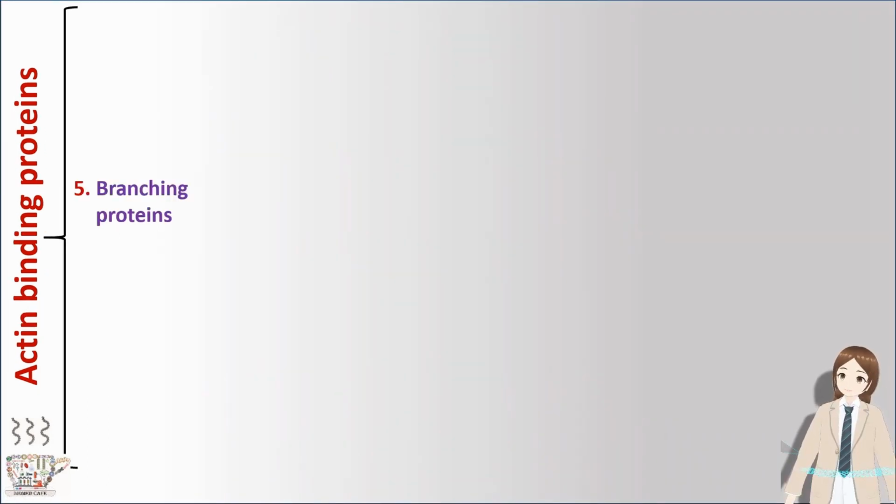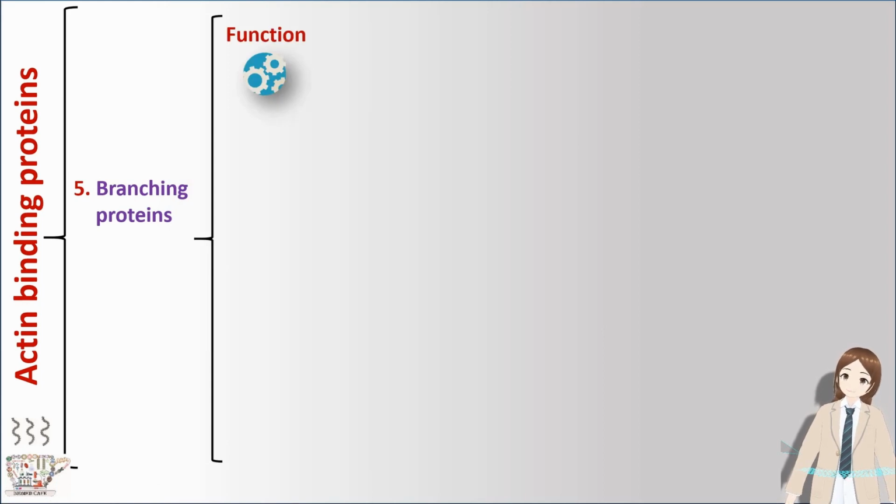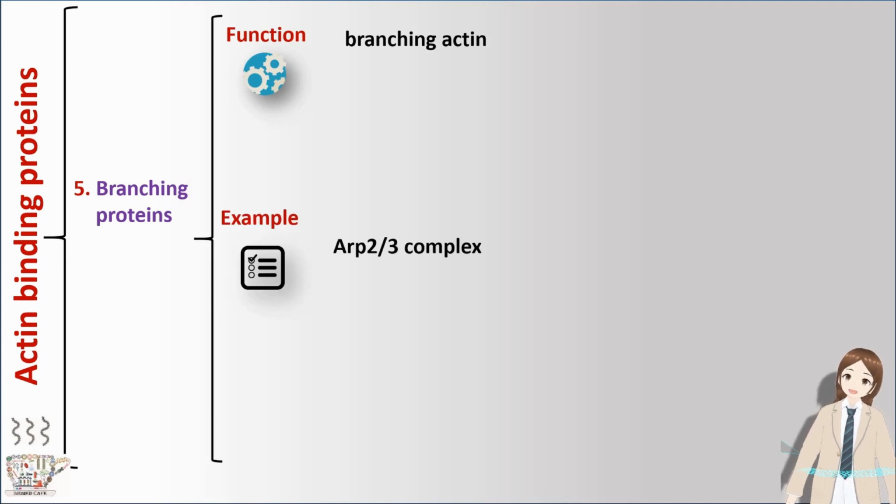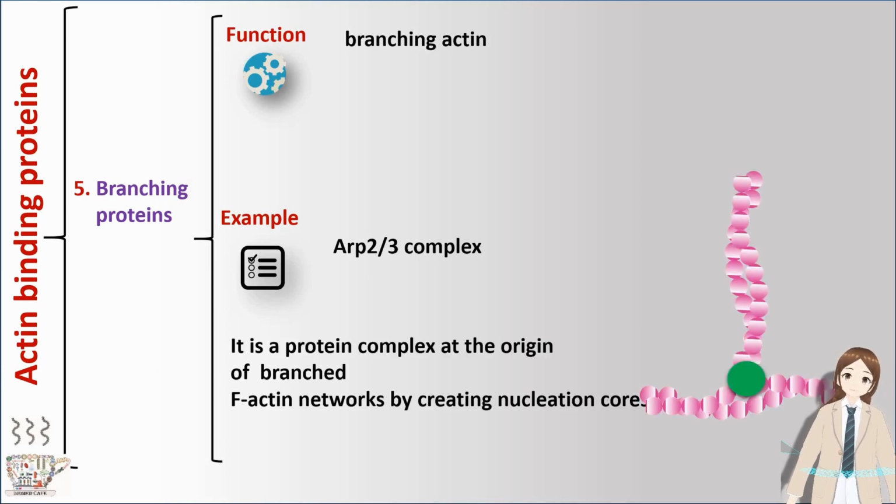Branching proteins. They play a role in branching actin. One example of branching proteins is the ARP2/3 complex. It's a protein complex at the origin of branched F-actin networks by creating nucleation cores.